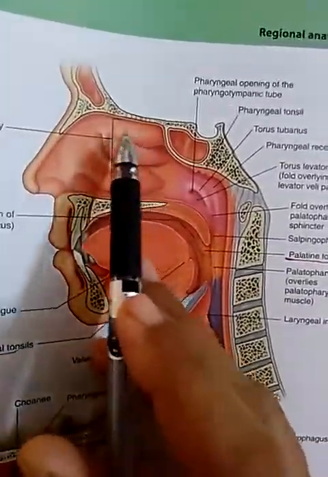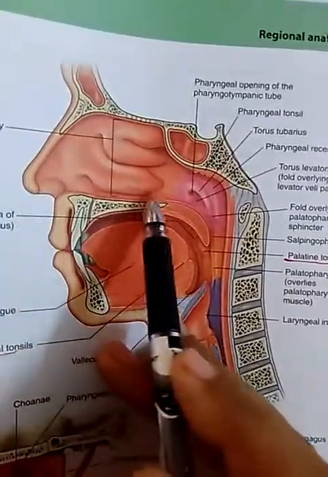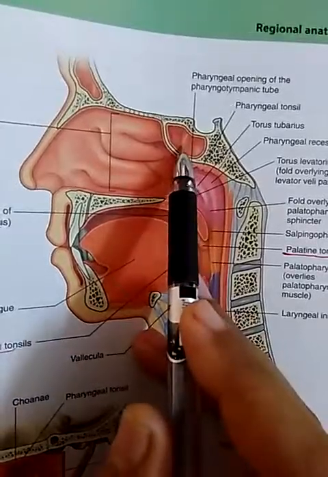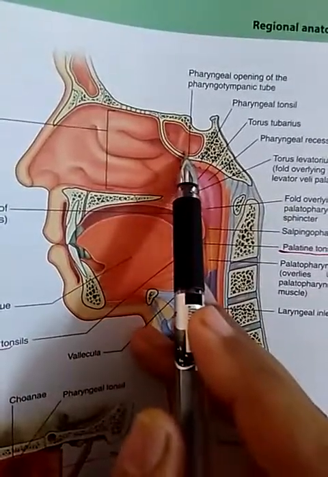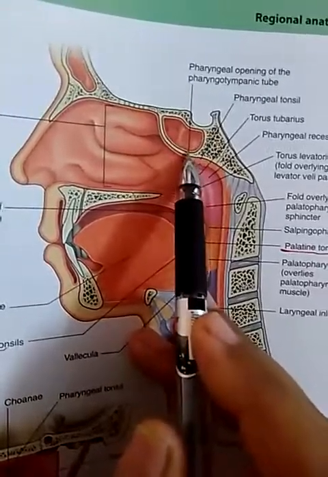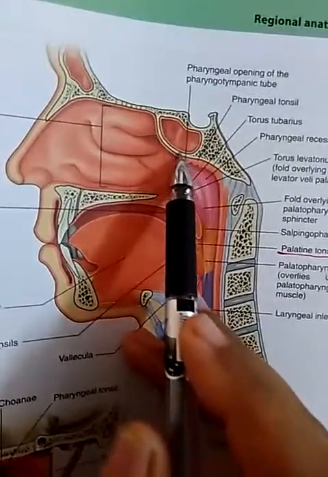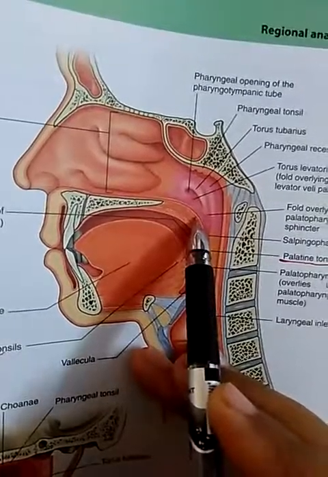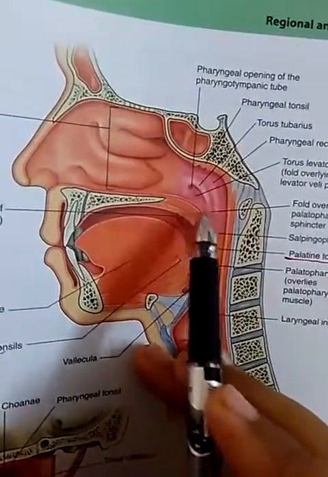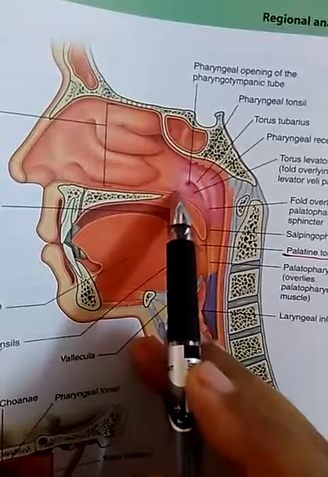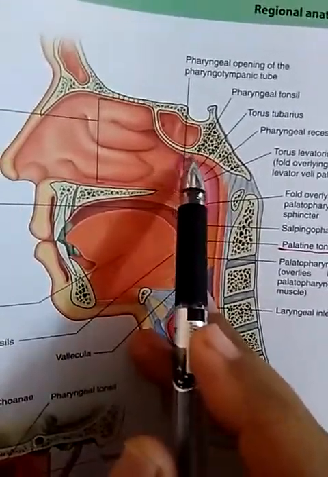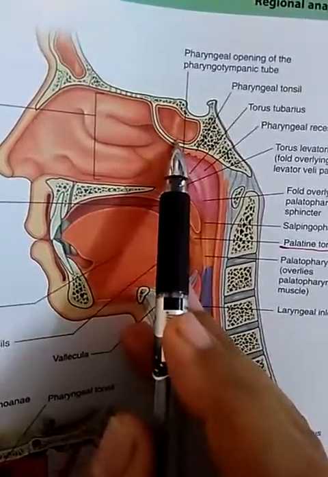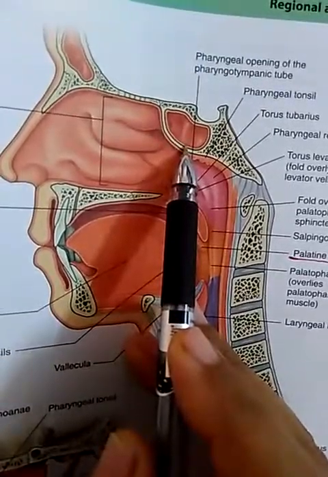First of all, the nasopharynx. This is the nasal cavity, and this is the sphenoid bone. This is the sphenoidal air sinus. The part which extends from the basisphenoid and basiocciput up to the level of the soft palate is the nasopharynx. This pinkish part is the nasopharynx. So we can say the roof of the nasopharynx is formed by the basiocciput and basisphenoid.